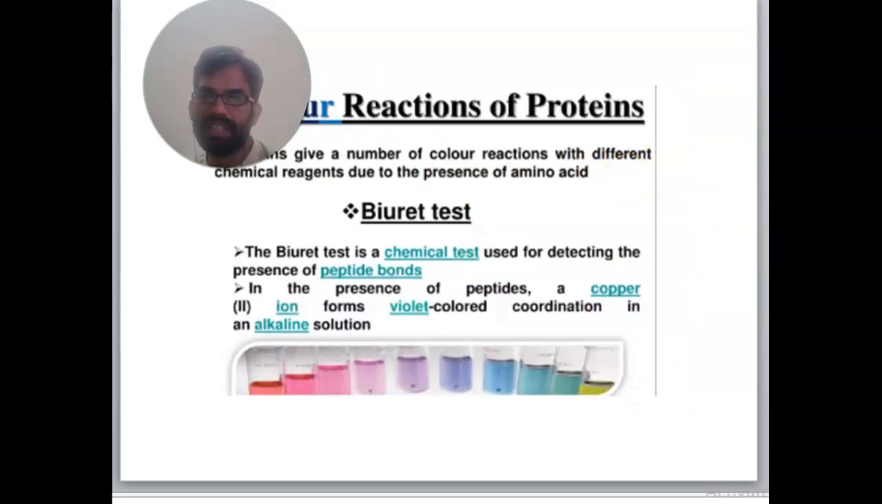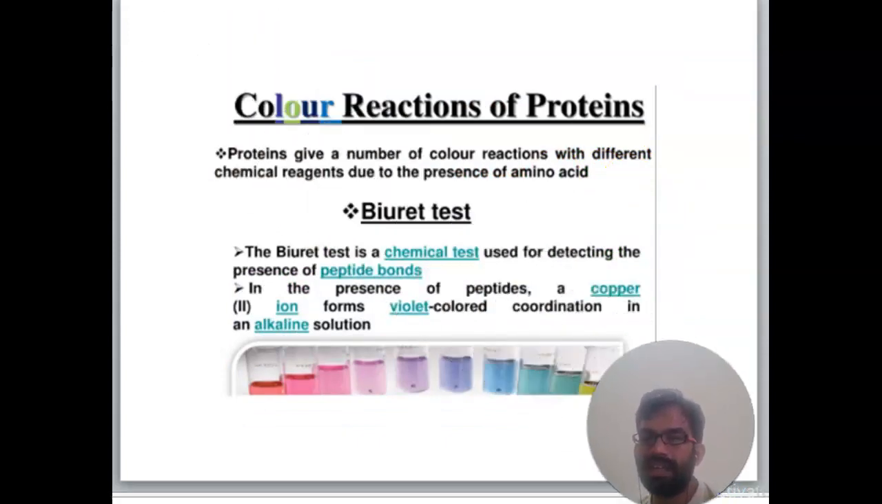Now you can see the color reactions of proteins. The Biuret reaction is one of the best tests for the detection of peptide bonds. So whether your solution contains peptide bonds or not, you can find out by the Biuret test.